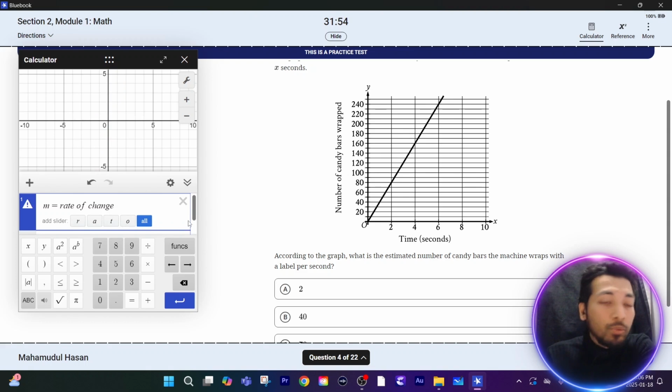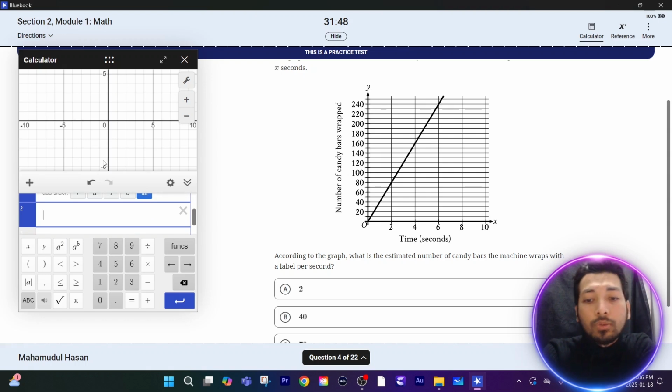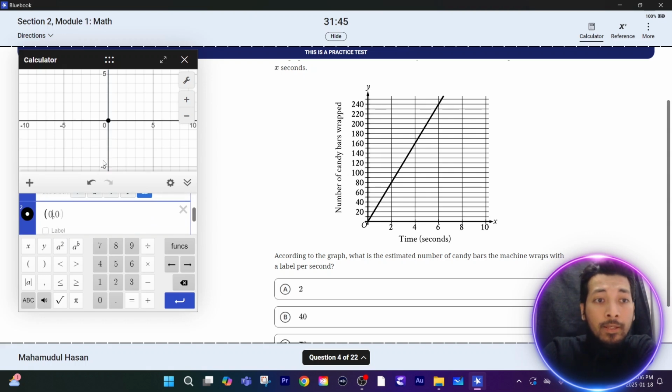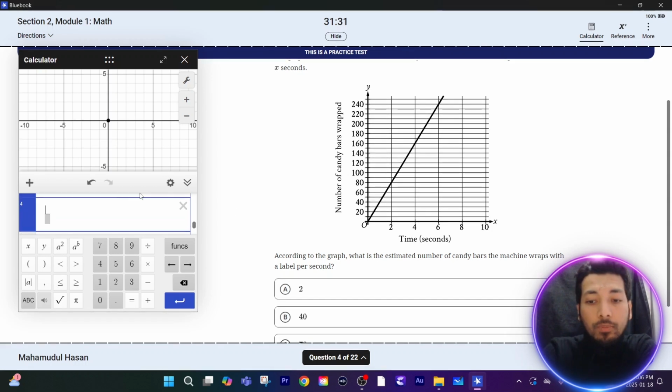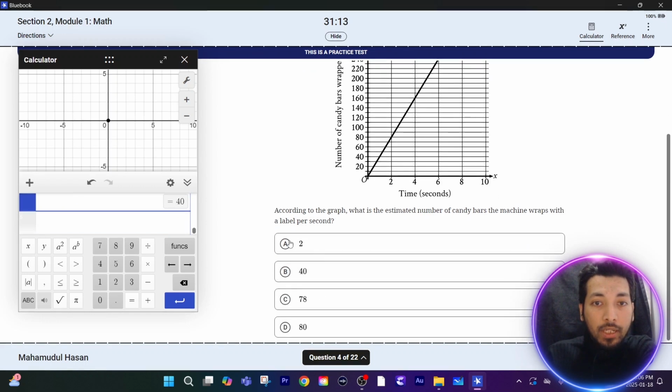To find the slope of this line, we can pick 2 points. We see that the line is passing through the origin, which is (0, 0). And we can also see the other point is (6, 240). We can use these 2 points to find the slope. So the slope is y sub 2 minus y sub 1. So 240 minus 0, where 240 is y sub 2 and 0 is y sub 1. We divide this by 6 minus 0. So our answer is 40.